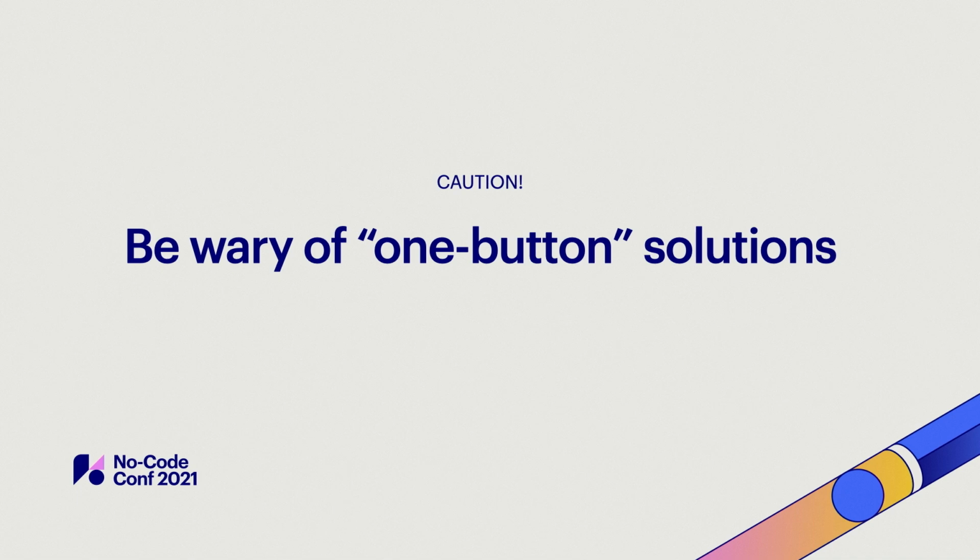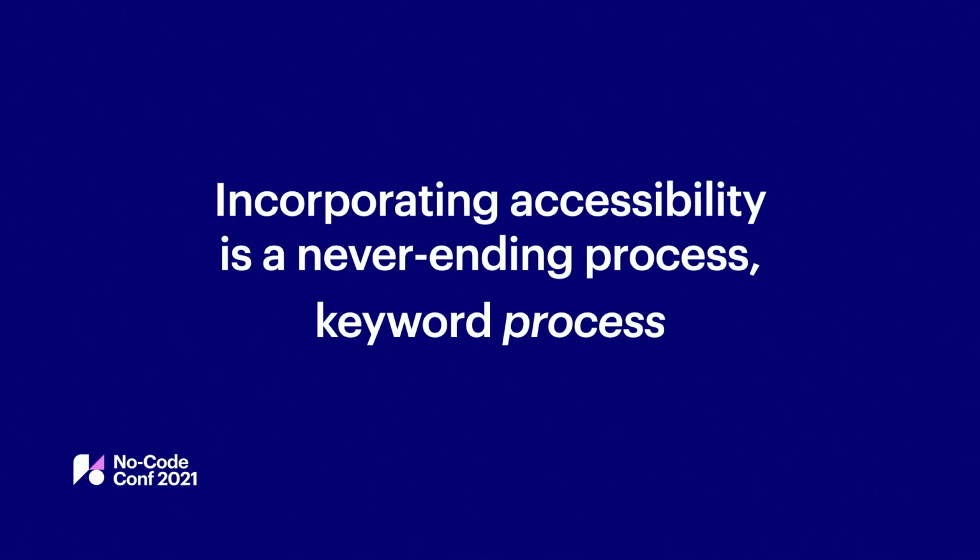These solutions often create more problems than they solve, and sometimes these claims just aren't true. Incorporating accessibility is a never-ending process, keyword process. So ultimately be prepared to break down barriers and also iterate. Try things out, see how they feel, and keep adjusting. For instance, Camille, how have things continued to evolve for brand design?